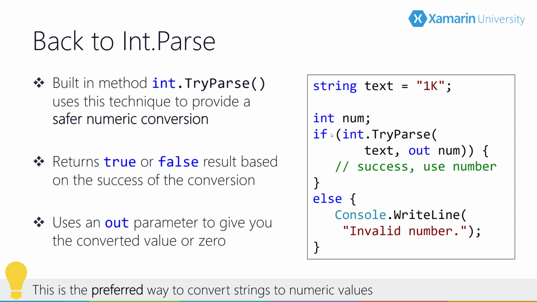So if the conversion is successful, I want the converted number. The way I get that is I use an output parameter. So the last parameter, which is called num here, will be given the value by the try_parse method if the conversion was successful. So inside this first if statement, I could access num, and it would be the value that try_parse returned back to us.